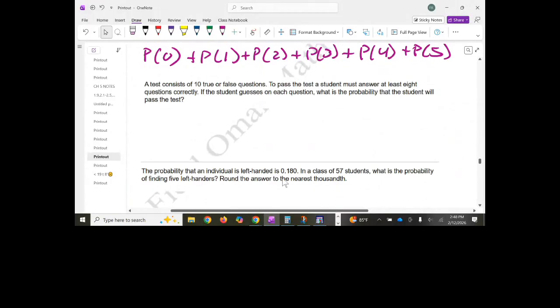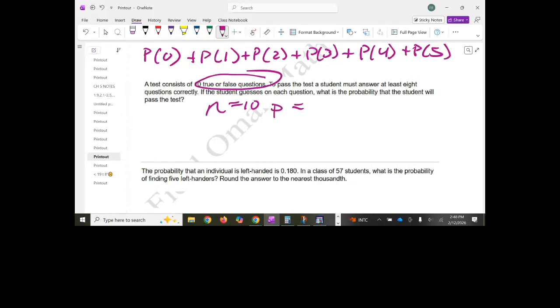All right. This one right here, y'all, it says a test consists of 10 true or false questions. To pass a test, a student got to answer at least 8 questions correctly. If we guess on every question, what's the probability that we're going to pass? Okay, so let's think about it this way, y'all. How many questions are on that test? 10. That's my N. My N is 10. Okay. Y'all, those questions are true or false. I only got 2 choices. What's the probability that I'm going to guess correctly? 50%? Everybody agree 0.5? Okay.